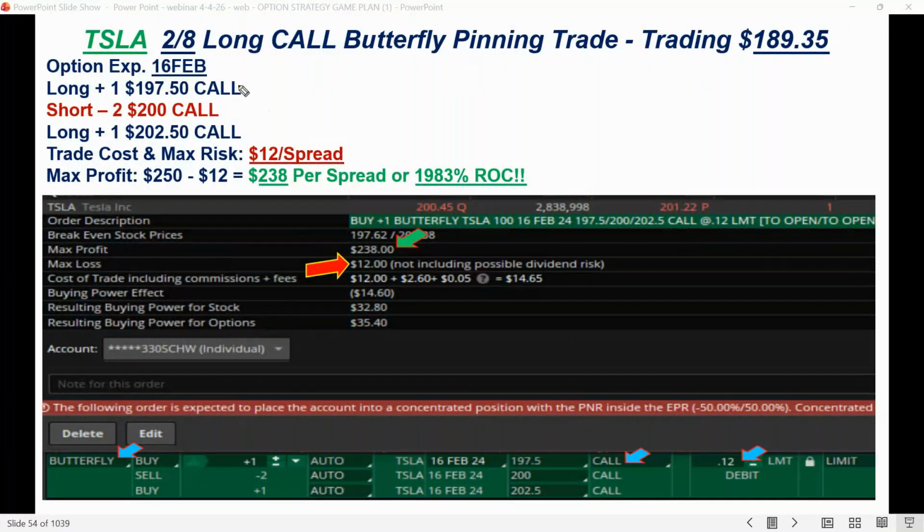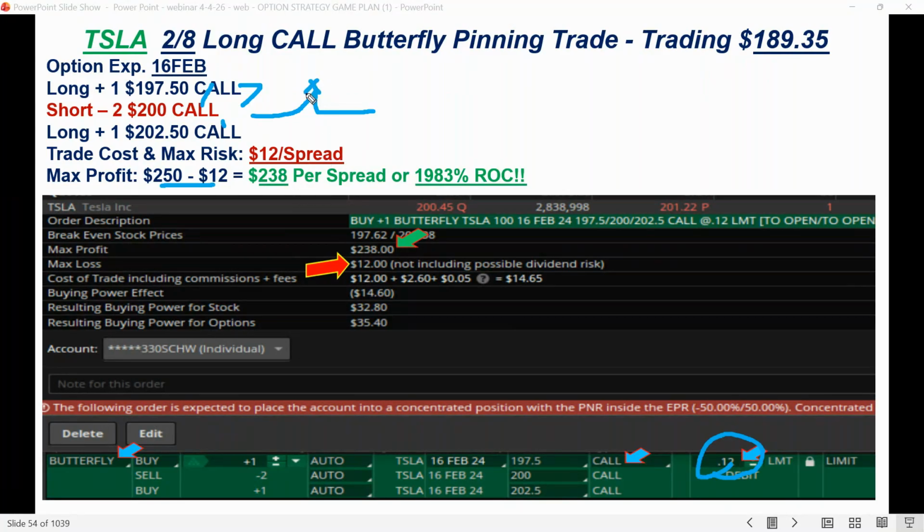So long the 197 call, short the 200 call, short the 200 call, long the 202.5, $2.50 wide spread on both sides. Okay, so $250 wide, the cost of the trade, 12 bucks. Look at this, 12 cents. That's why it's a lotto.